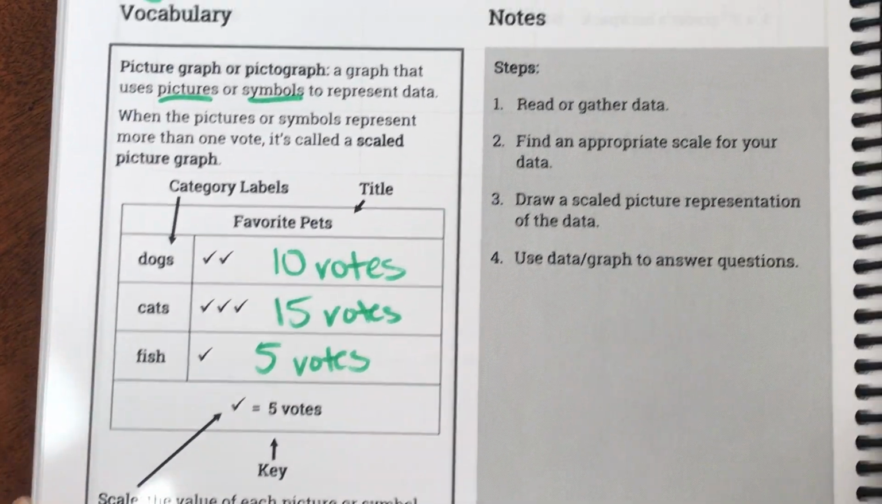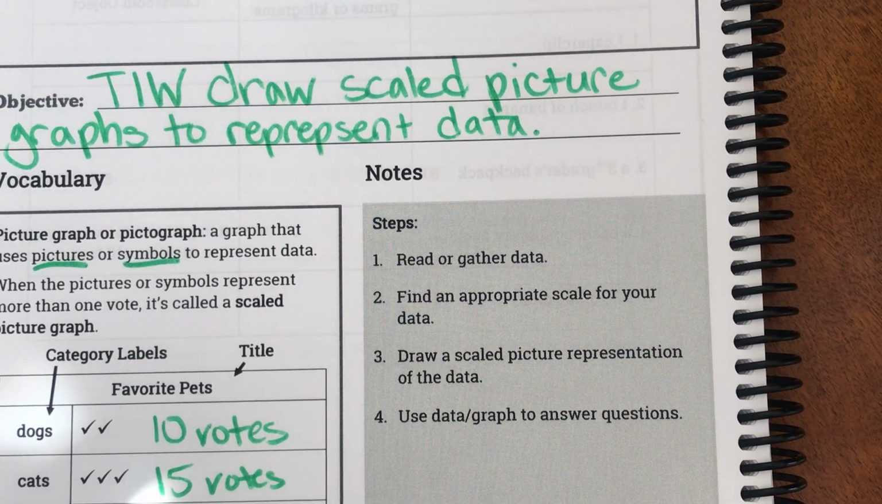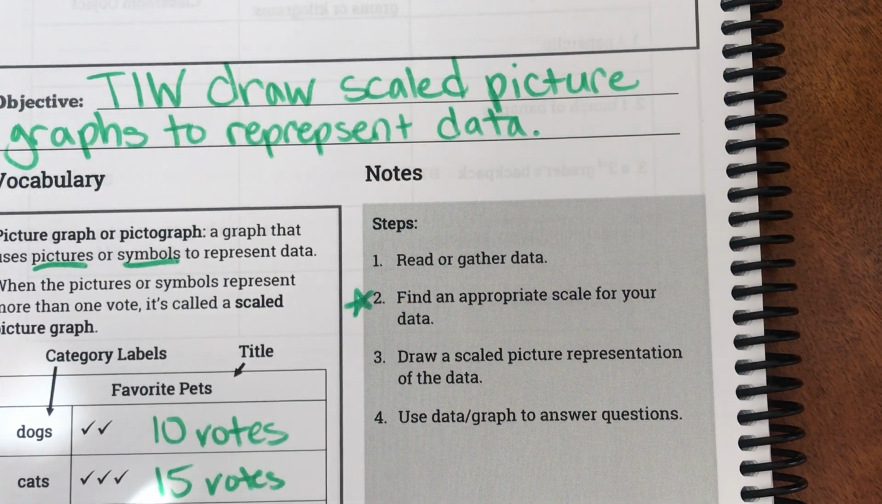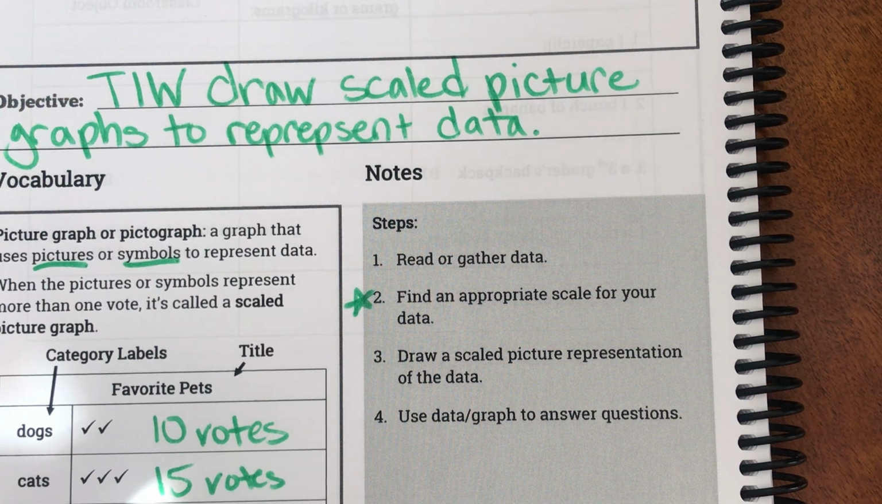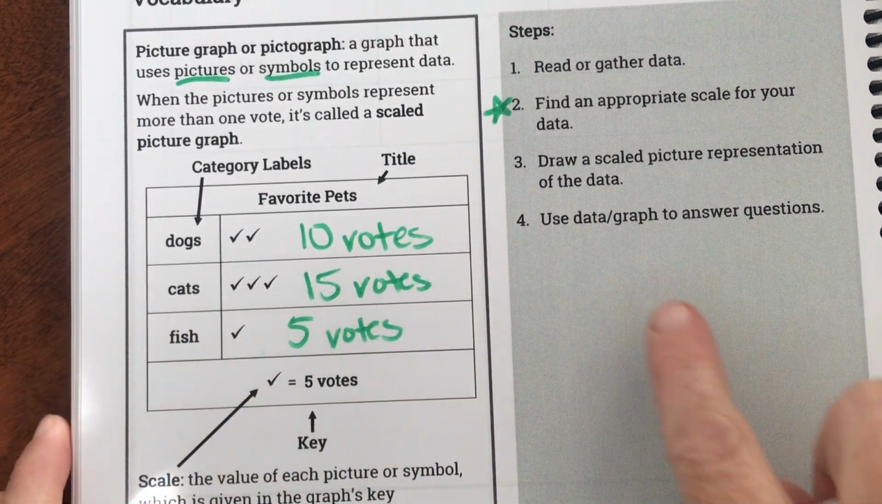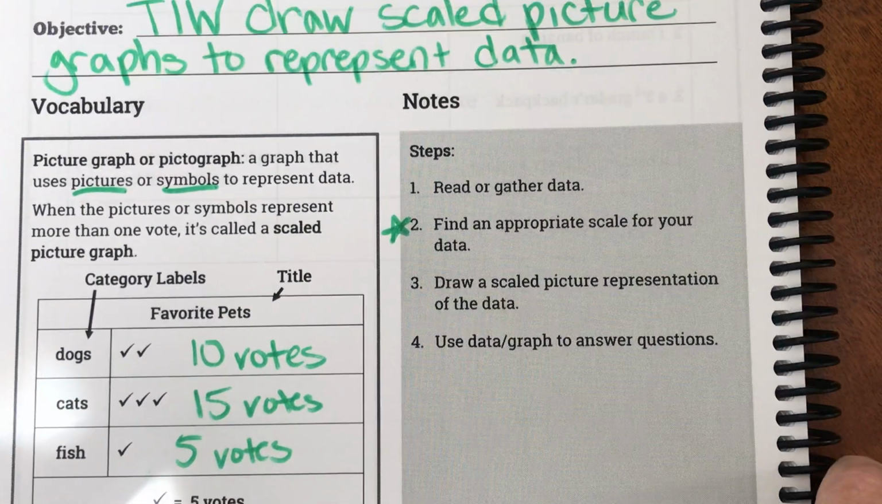Okay, so our steps today are we're going to read or gather our data, find an appropriate scale for your data. And we'll talk a lot about this because I think this is one of the trickier ones. And then we're going to draw a scaled picture representation of the data, which means we're actually going to be drawing our pictograph. And then we're going to use our data or graph to answer some sort of question.